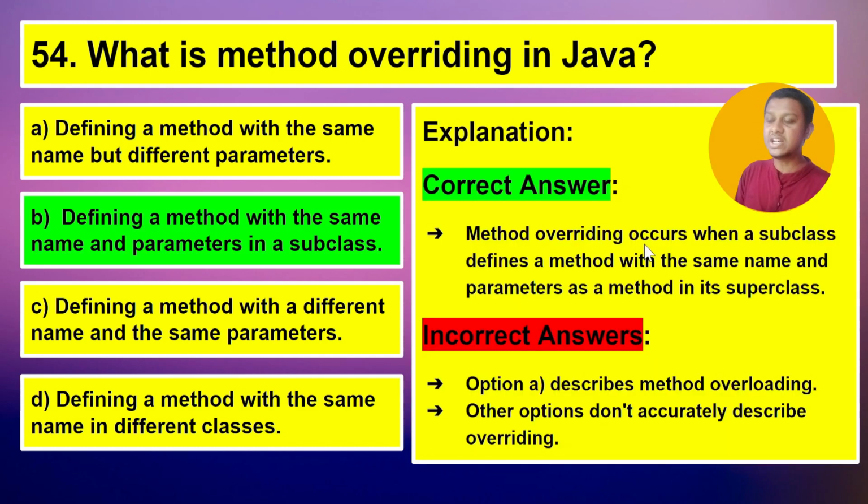As you can see, method overriding occurs when a subclass defines a method with the same name and parameters as methods in its superclass. Option A describes method overloading. So defining a method with same name but different parameters refers to method overloading, not overriding. And other options do not accurately describe overriding.